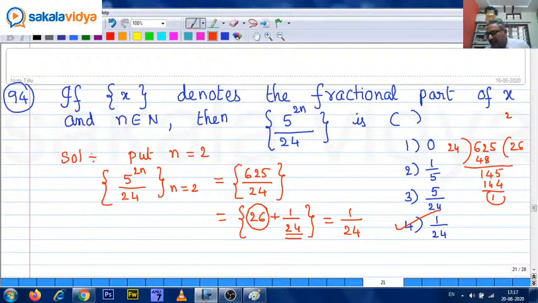Sir, why only n is equal to 2? You can take n is equal to any value. You take 1 also, no problem. N is equal to 1, 2, 3, 4, anything you can take it. N belongs to N. Understood now? So in the previous problem also, you can take n is equal to 2 like this also. You will get the answer.